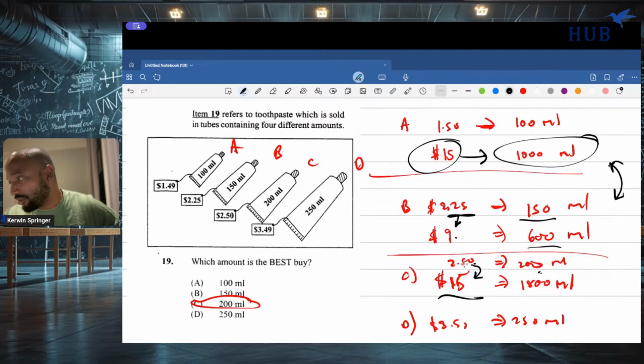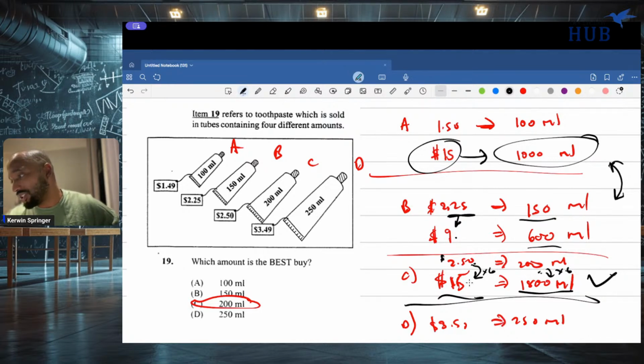To go from $2.50 to $15, remember, $2.50 by 2 is $5, and then 5 by 3 is 15. It's multiplied by 6, so multiply this by 6. I'll get 1,800 ml for $15. Nobody can give me that kind of return. It's going real good.